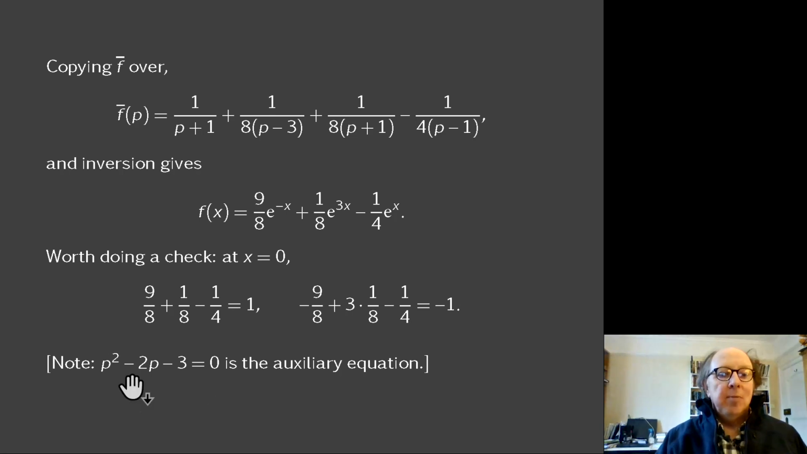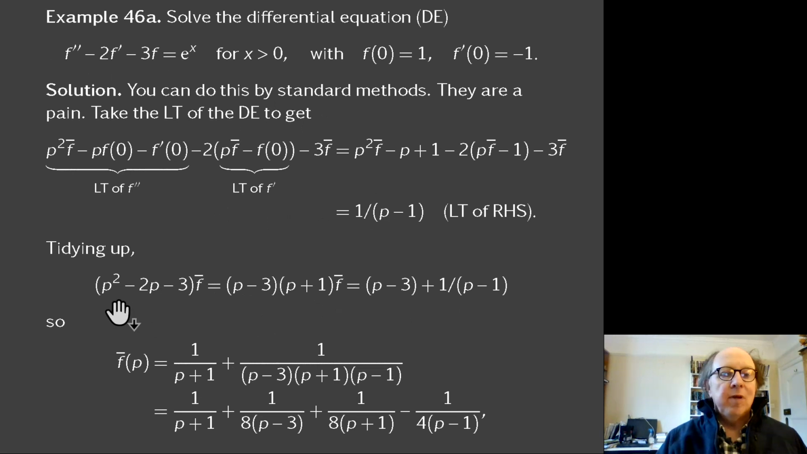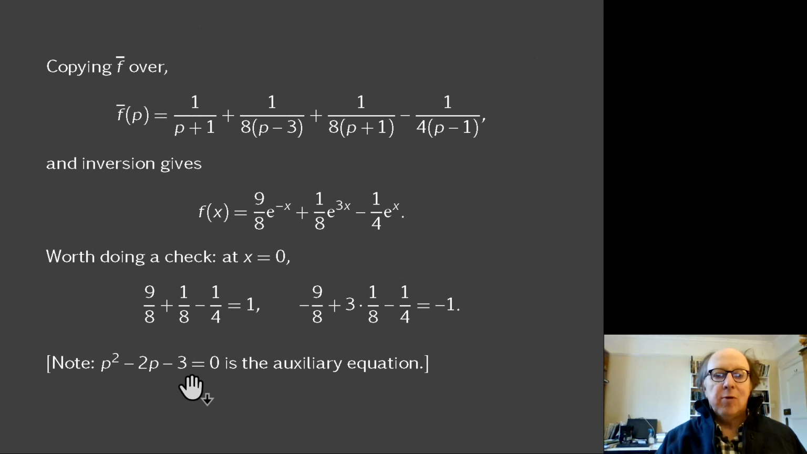And of course, p squared minus 2p minus 3, the equation that we had to solve to factorize, the quadratic we had to factorize here, is exactly the auxiliary quadratic. So we're not doing anything dramatically new here. What we're doing is we're doing it in a shortcut kind of a way.